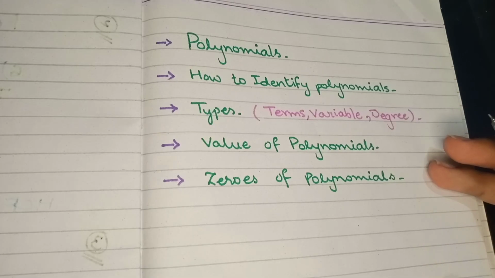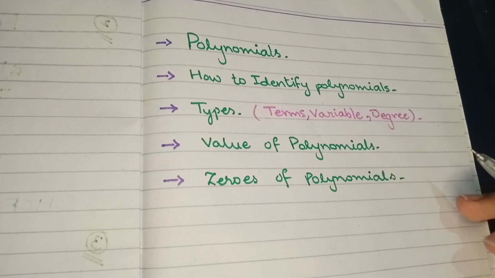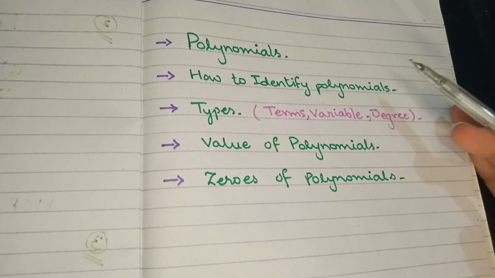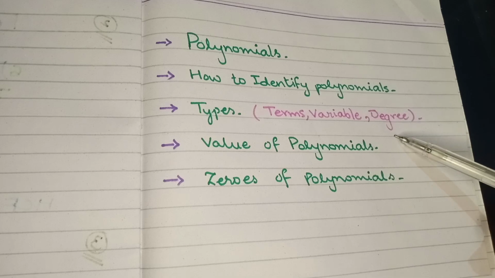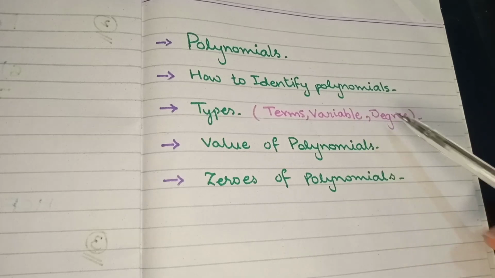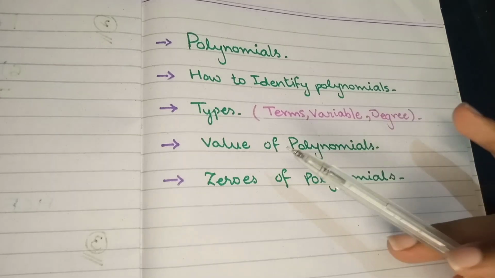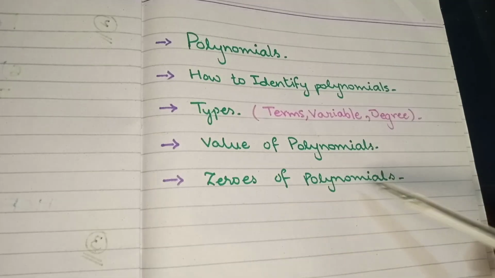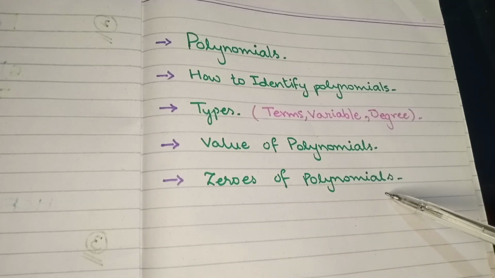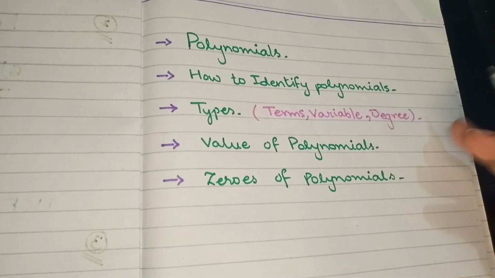By the end of this single video you will know exactly how to identify the polynomials, how to classify them into different types, and what are their types on the basis of their terms, variables and degrees as well. We will learn about the values of the polynomials and the zeros of the polynomials as well. So let's break it down step by step. So stay in touch with me.